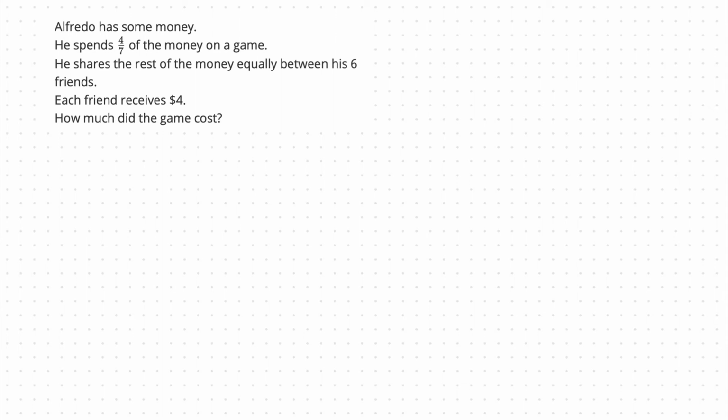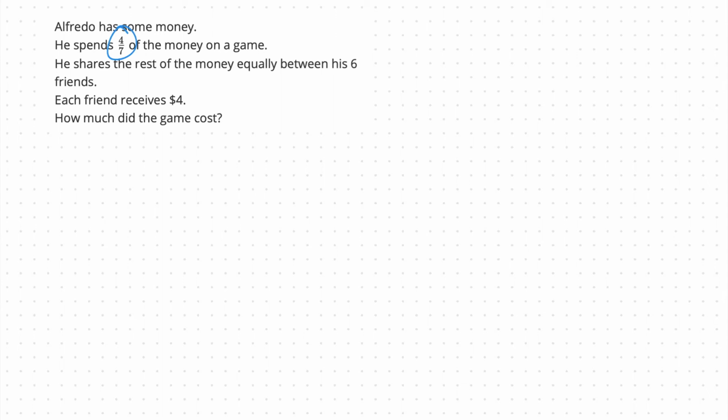He spends 4/7 of the money on a game. He shares the rest of the money equally between 6 friends. Each friend receives $4. How much did the game cost? So now in this question, we see a big hint, 4/7, and that tells us how many pieces we should have our bar or a rectangle. We should have it out of 7.